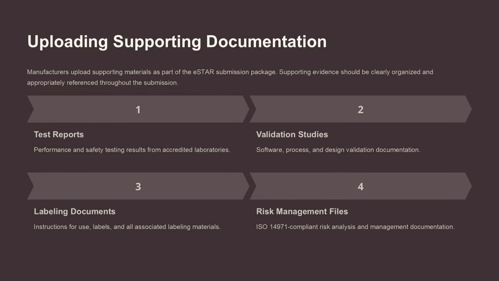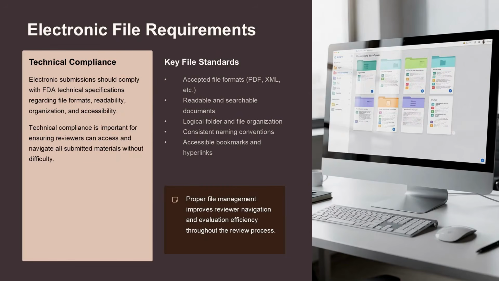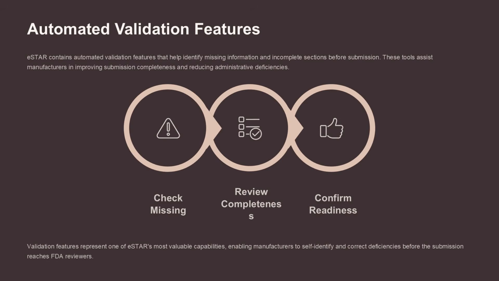Manufacturers upload supporting materials as part of the eSTAR submission package. These should be clearly organized and appropriately referenced throughout the submission. Electronic submissions should comply with FDA technical specifications for formats, readability, and organization. Proper file management improves reviewer navigation and evaluation efficiency. eSTAR contains automated validation features that help identify missing information and incomplete sections before submission. These tools assist manufacturers in improving submission completeness and reducing administrative deficiencies.